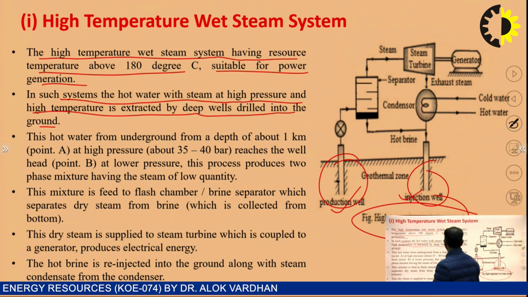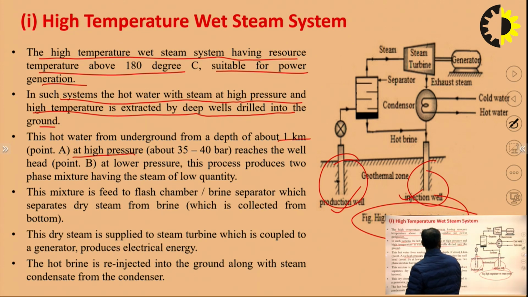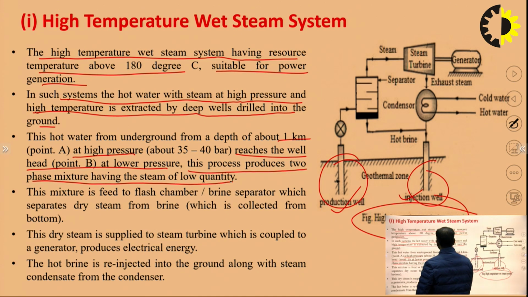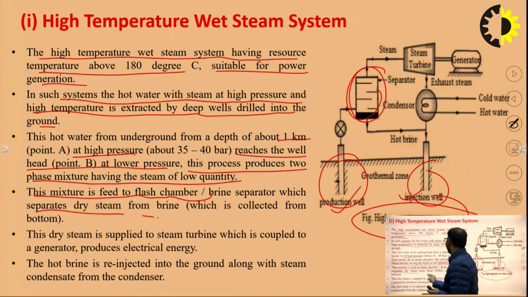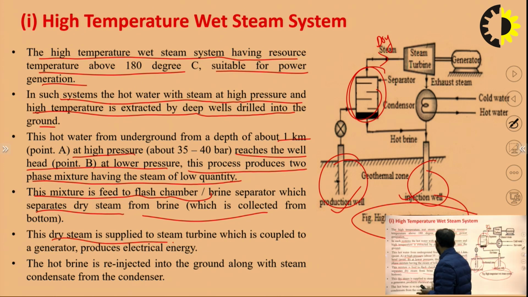With the help of this production well, the hot water from underground, from a depth of about 1 kilometer at high pressure, reaches the well head at lower pressure, and this process produces a two-phase mixture having steam of low quantity. This mixture is fed to a flash chamber or brine separator. This is the flash chamber or brine separator, which separates dry steam from brine.